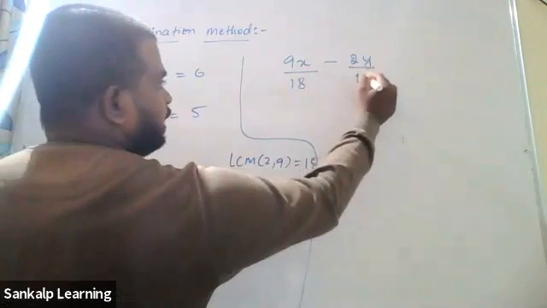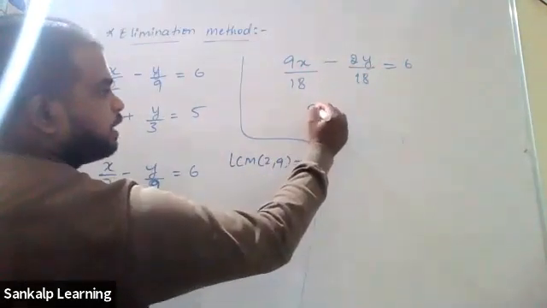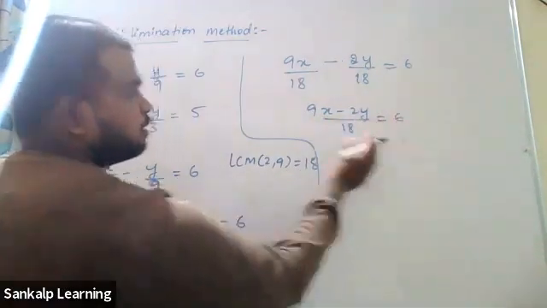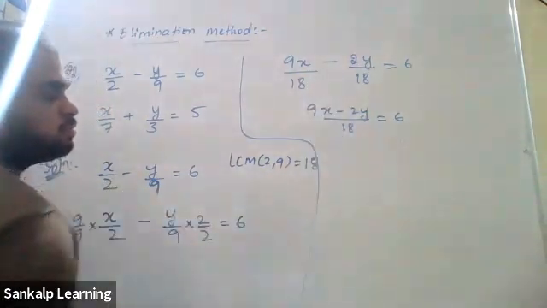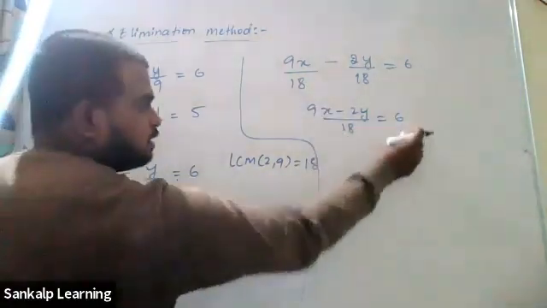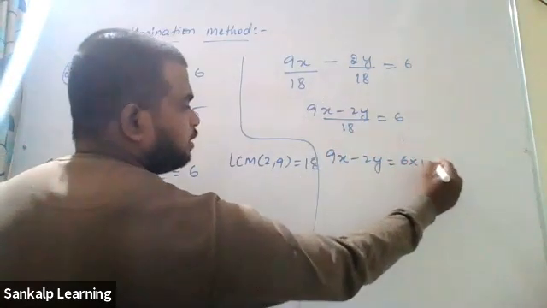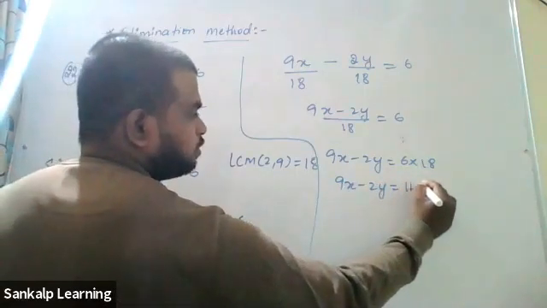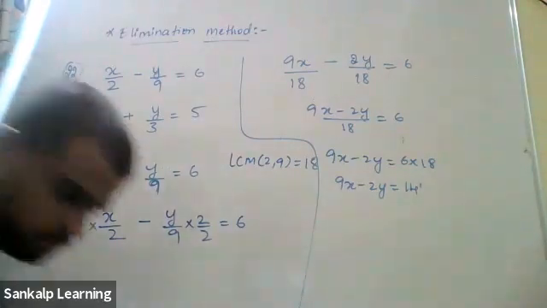Here also you get 18 equal to 6. Now both the denominators are same, so you can write it once. Equals 6. This is a common denominator. And since it belongs to both the terms, I can send it to the other side. 9x minus 2y equals 6 into 18. So 9x minus 2y equals 144. I'm sorry.